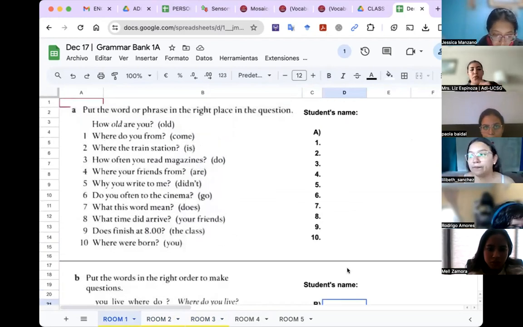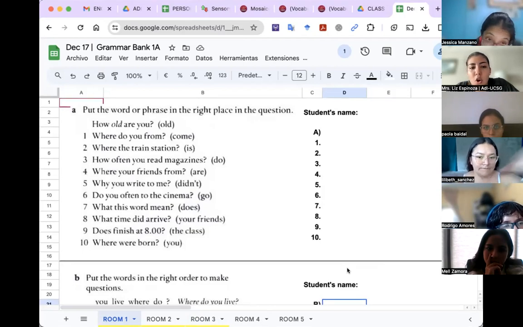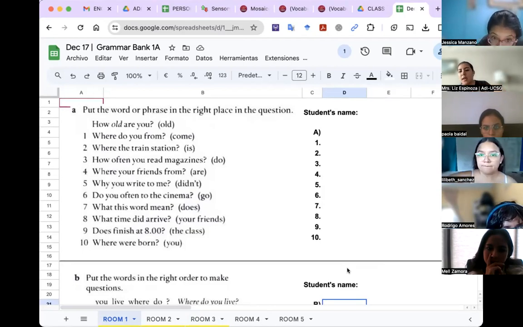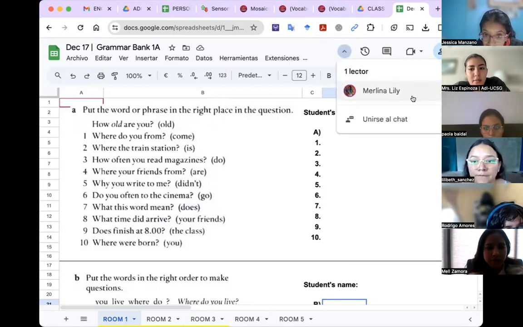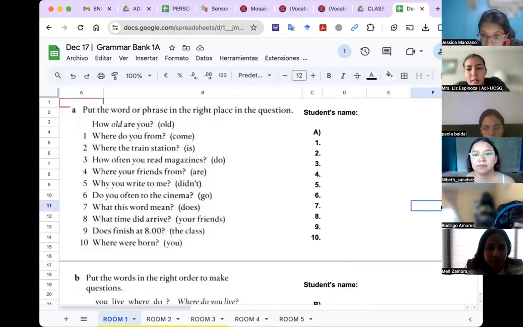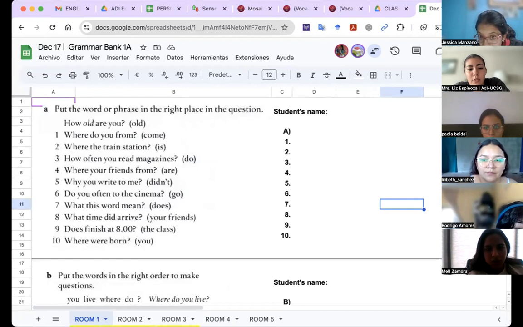In both, you have to put the words or phrases in the right place or in the right order to make questions, okay? So you have actually not 10, maybe 8 or 7 minutes, only to choose one of them and write the sentences, okay? So I have one student here, okay? Lily, you are here. Who else? Please go to the document. Remember, you all have access to the folder.